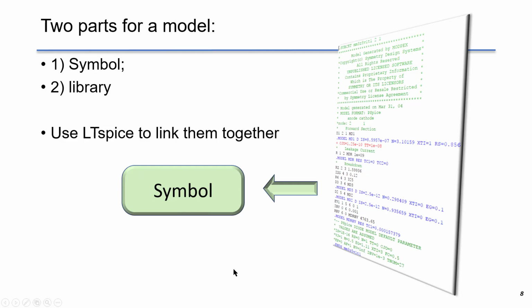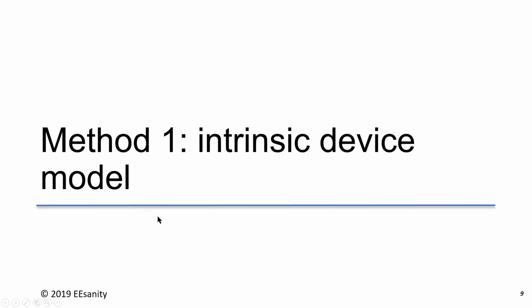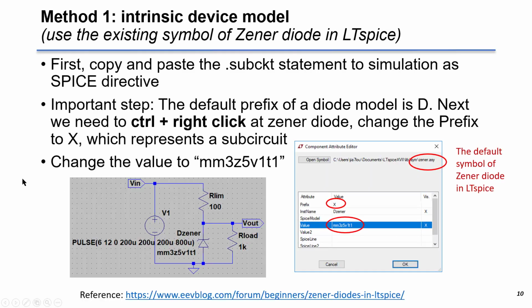So there are 2 parts for a model. First, it has a symbol. It's like how it looks. The second one is a library. So we use LTspice to link them together. The first method is to use the existing symbol of Zener diode in LTspice.